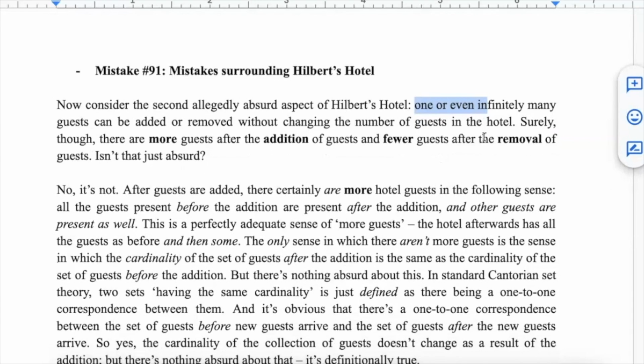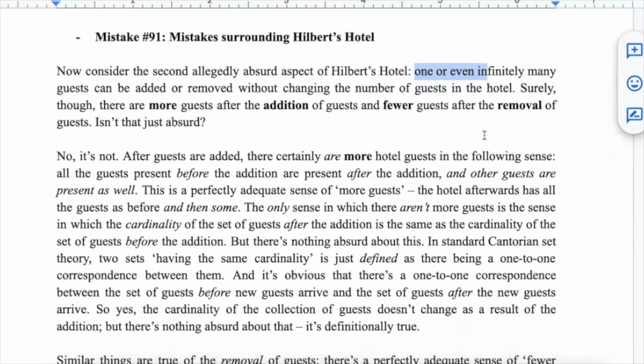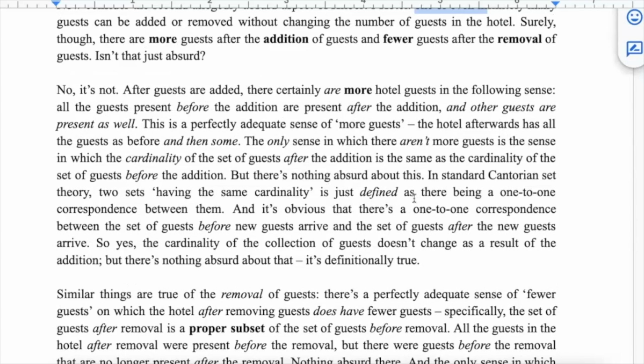In standard Cantorian set theory, two sets having the same cardinality is just defined as there being a one-to-one correspondence between them. And clearly there's a one-to-one correspondence between the set of guests before new guests arrive and the set of guests after new guests arrive. So yes, the cardinality of the collection of guests doesn't change as a result of the addition, but there's nothing absurd about that. It's definitionally true. So yes, you actually can say that there are more guests after the addition of guests. It's just we have to get clear on what we mean by more.